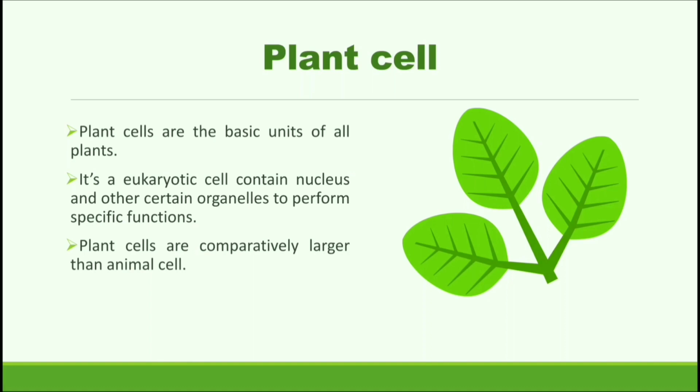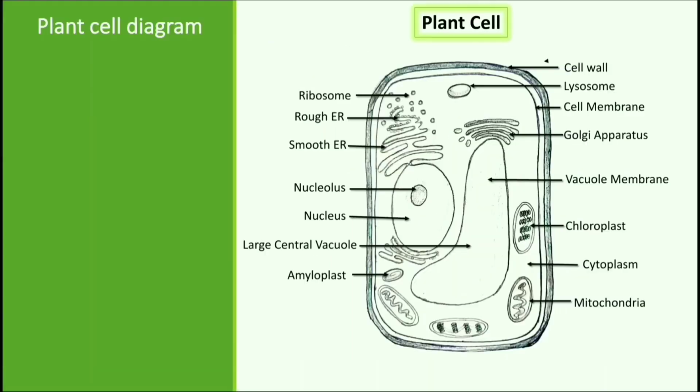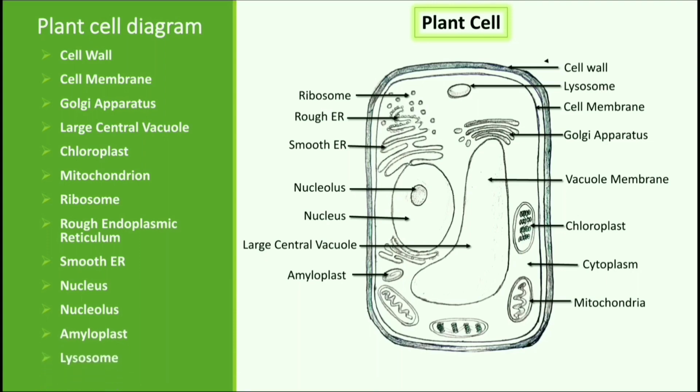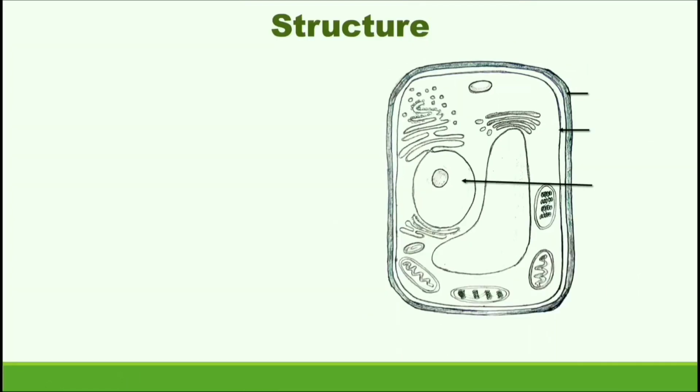Plant cells are comparatively larger than animal cells. So let's see which organelles a plant cell contains. It has a cell wall, cell membrane, Golgi apparatus, a large vacuole, chloroplast, mitochondria, ribosome, rough endoplasmic reticulum, smooth endoplasmic reticulum, nucleus, nucleolus, amyloplast, and lysosome. So these are the organelles a plant cell contains. So let's know about the organelles.